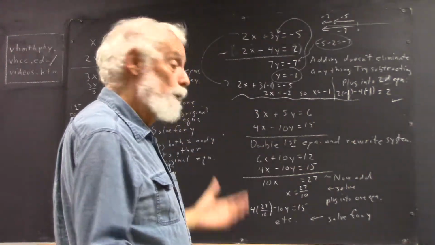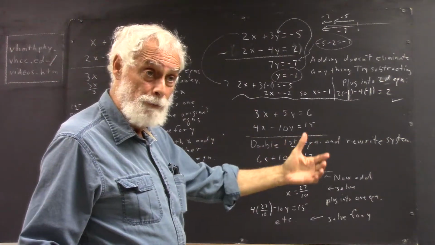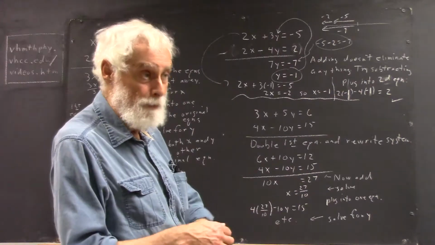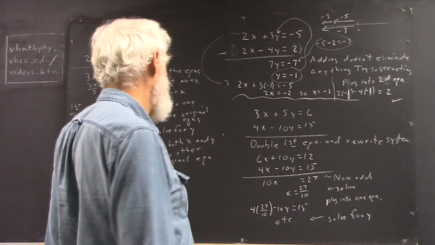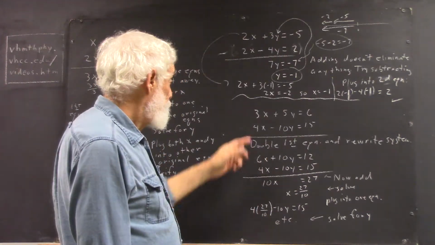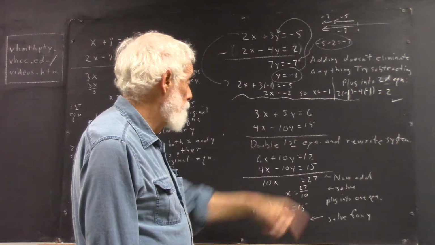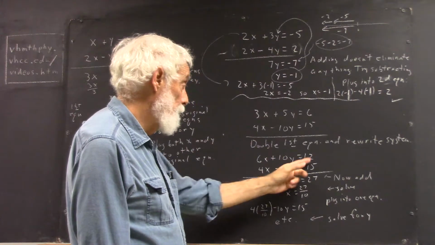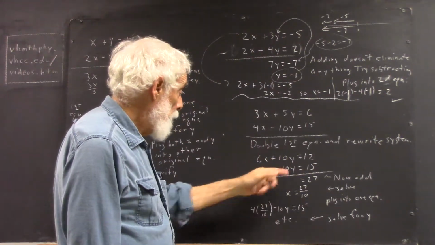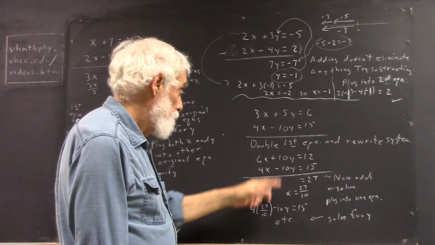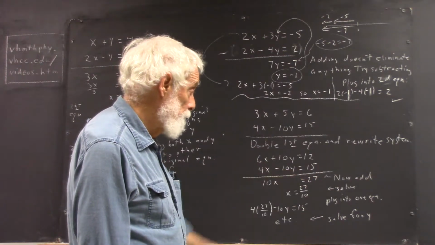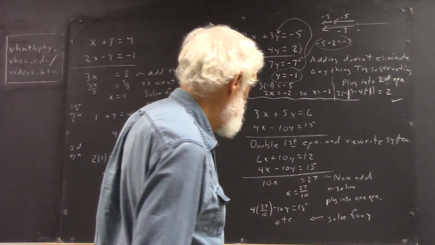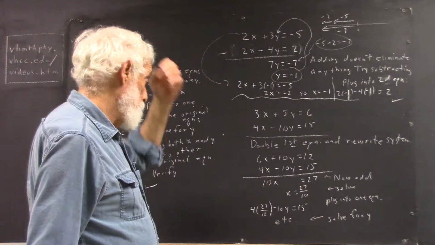Okay? And that's the whole thing. We want to eliminate one of the variables, solve for the other, plug that in, and solve for the remaining variable. Okay. So, if we double the first equation and rewrite the system, it looks like this. Clearly doubling this equation gives us this. And now when we add them, we get 10x, we get no y's, and we get 27. So that x equals 27 over 10. That's what we get when we solve the equation we got when we added.